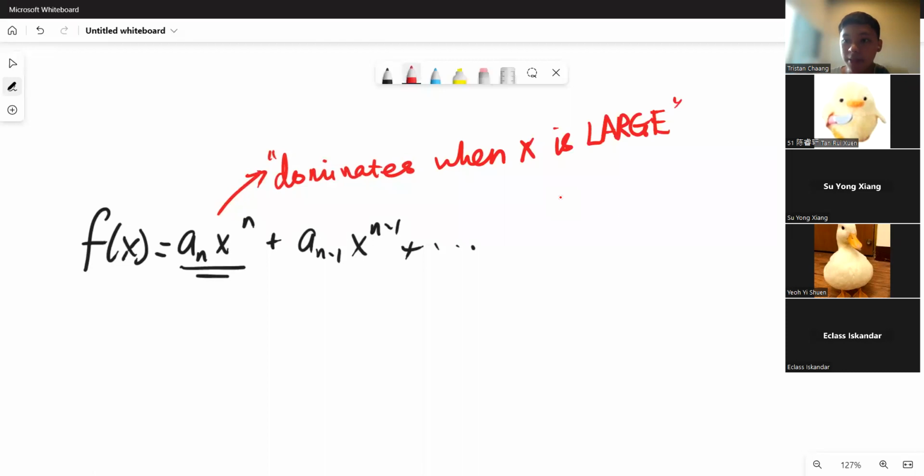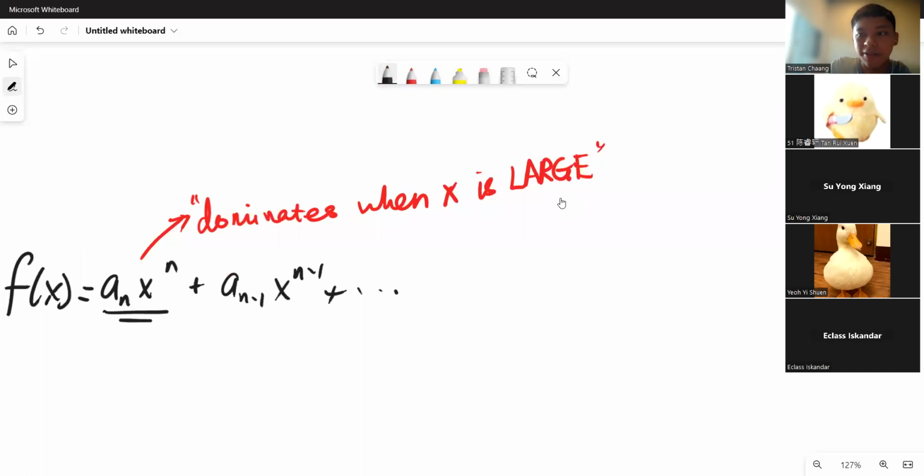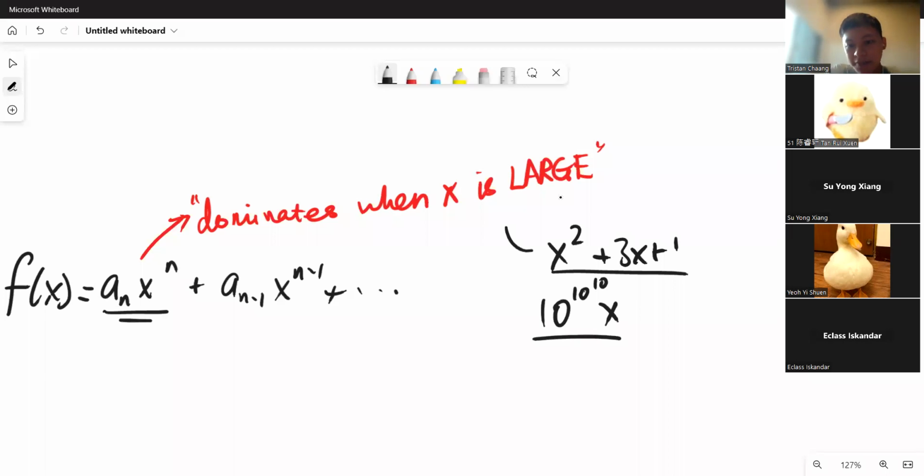And also you might ask, let's say I have x squared plus 3x plus 1, and also let's say x, but then I have like 10 to the 10 to the 10 to the 10 times it. So this is linear, this is quadratic. But for some reason, the quadratic still grows faster than this linear eventually. And you can say when x equals 10 to the 10 to the 10, the quadratic is finally larger than the linear.